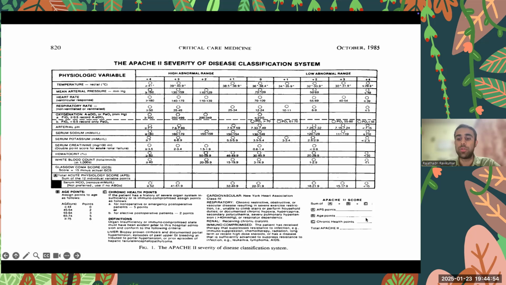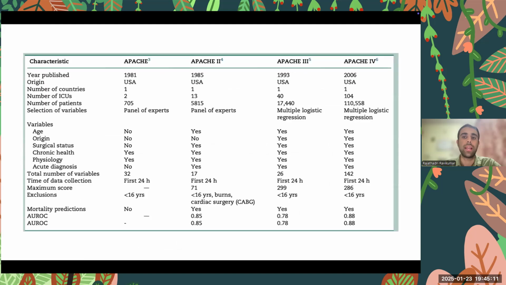So the Apache 2 score is a sum of the Apache score, age, and chronic health. Chronic health they have classified into: if non-operative or emergency post-operative, 5 points; for elective post-operative, it is 2 points. Based on the addition of these three components, the total Apache 2 score was calculated.